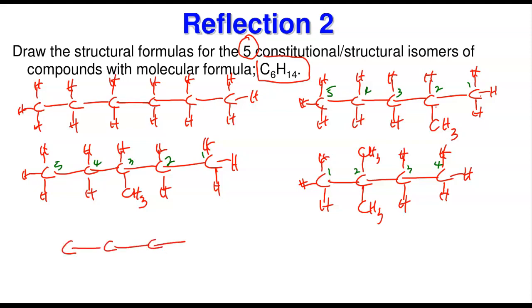Let's see. 1, 2, 3, 4. So I have one CH3 here, and I have another one CH3 here. And then I have to complete this with hydrogen. Now, if you count all the hydrogens we have here, I'm not going to count it. You're going to find out. You can pause this video, make sure you count all these hydrogens, and make sure you have 14 hydrogens and 6 carbons for each of them.